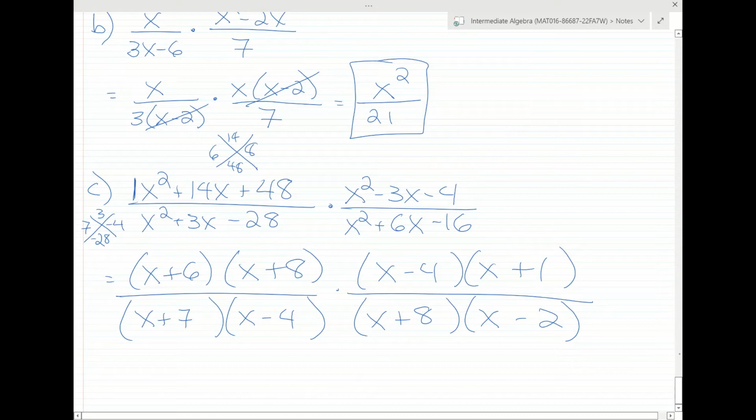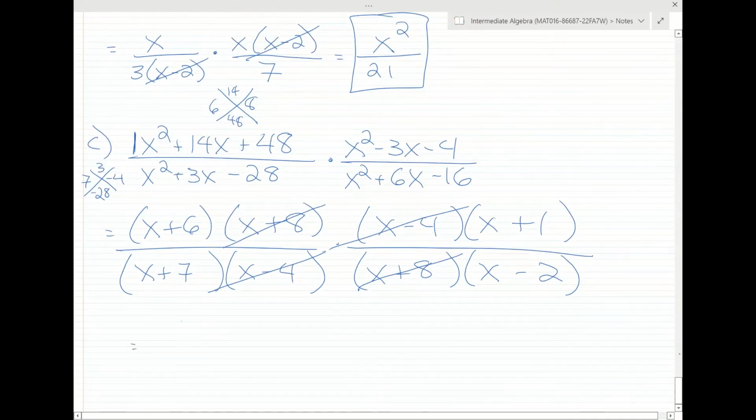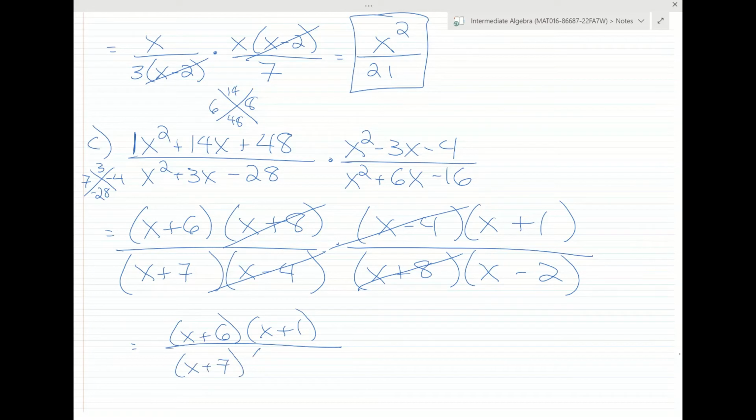Once you get them completely factored, it's kind of fun finishing it. You can just cancel the common factors. So x plus 8's cancel, the x minus 4's cancel. And it looks like we're just left with x plus 6 times x plus 1, all divided by x plus 7 times x minus 2.